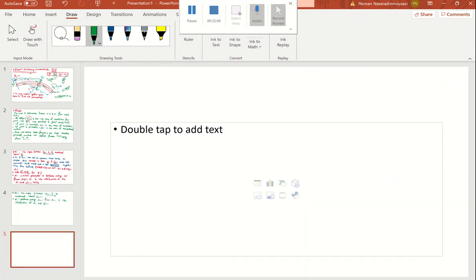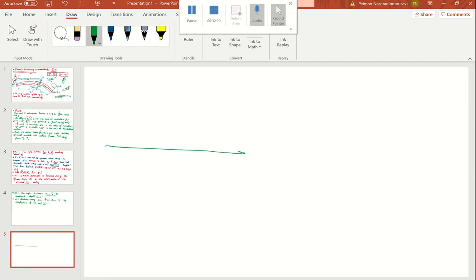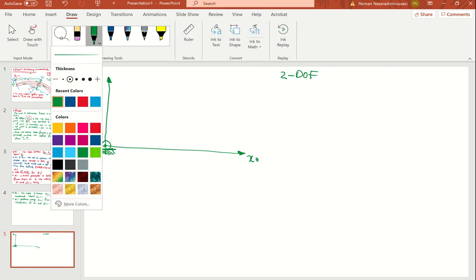So this is the simplest robot that you can have. Here we go, a 2 degree of freedom planar robot. And this is your fixed frame, obviously O0, X0, and Y0. And you have this robot.